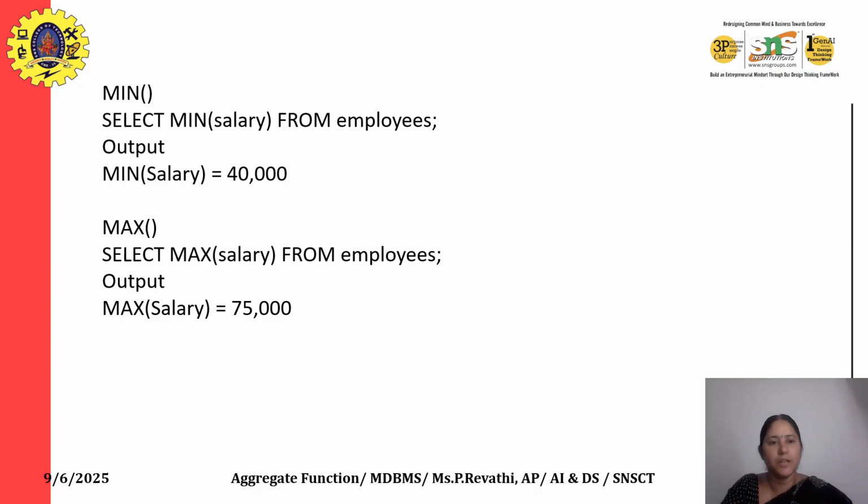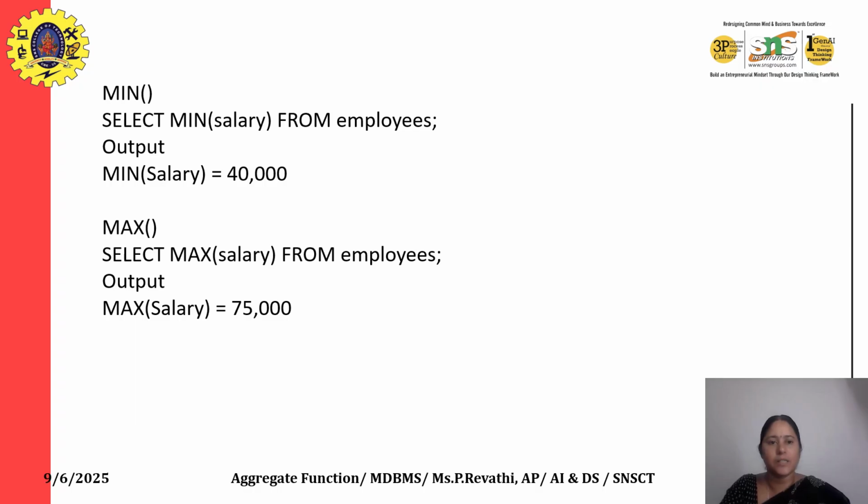Minimum function. The minimum function is an aggregate function that returns the smallest value from a column. SQL query, select minimum of salary from employees. This tells MySQL to search through the salary column and return the lowest salary. Here, the lowest salary, the smallest value among these, is 40,000. So the output of the query is 40,000.